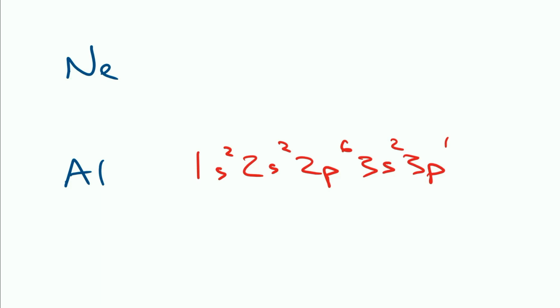Now, neon, let's have a look. It's numbered 10 on the table, so we're going to use 10 electrons, and we'll be doing a 1s2, 2s2, 2p6, and I've actually used my 10 electrons, so that's it. Neon is finished, okay, just following the roadmap.